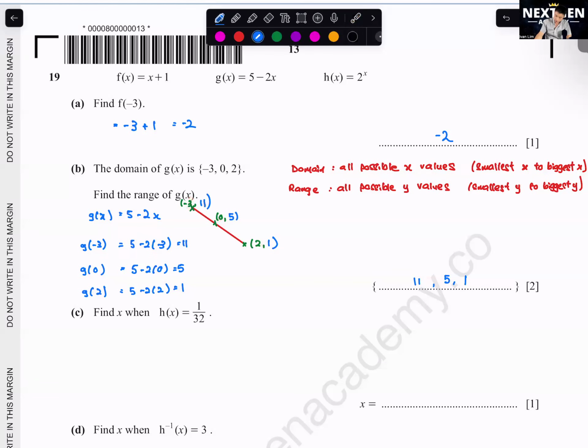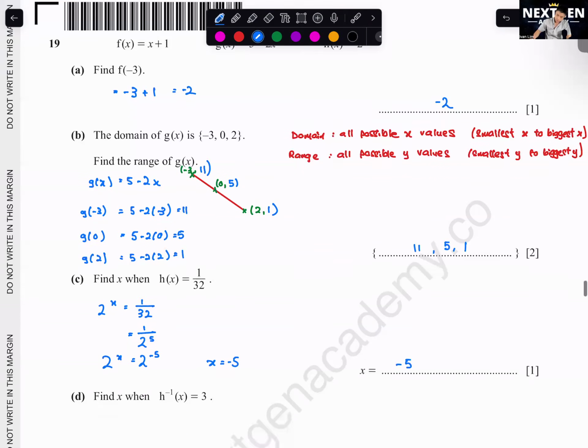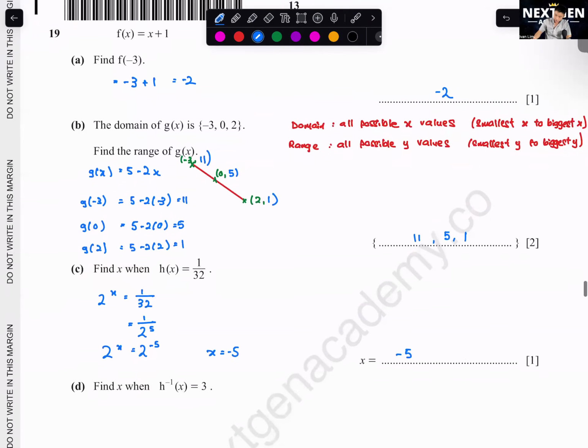Next one. Find x when h(x) equals 1 over 32. So h(x) is 2 to the power of x equals 1 over 32. To solve for an unknown in mathematics, we normally need to make the base the same. 2 and 32. 32 can be changed into 2 to the power of 5, so 1 over 32 is 2 to the power of negative 5. Then we compare both the powers with each other. x is equal to negative 5.